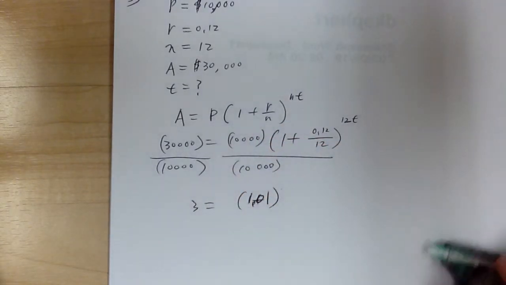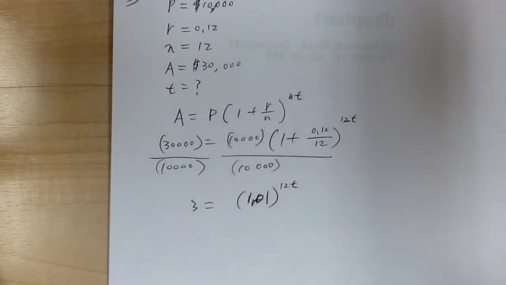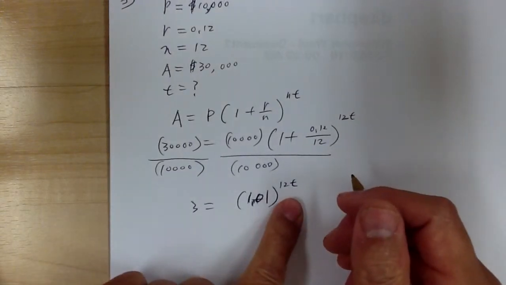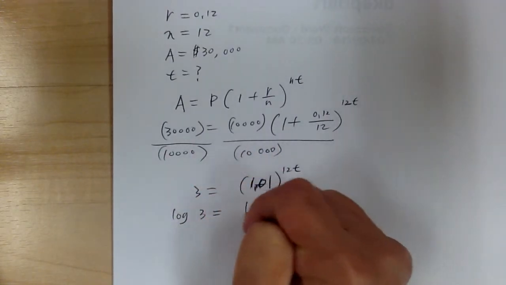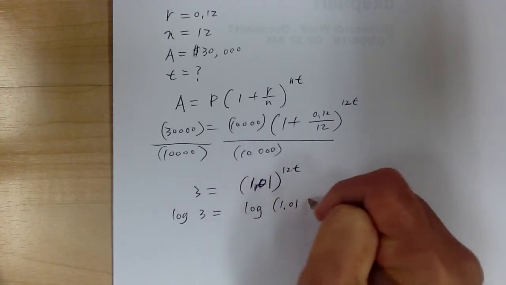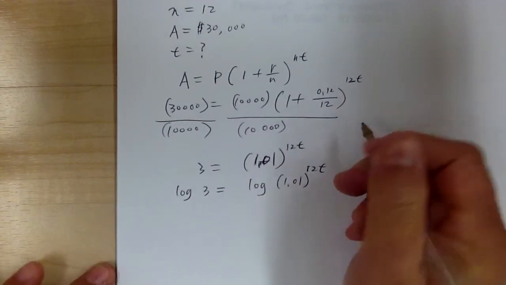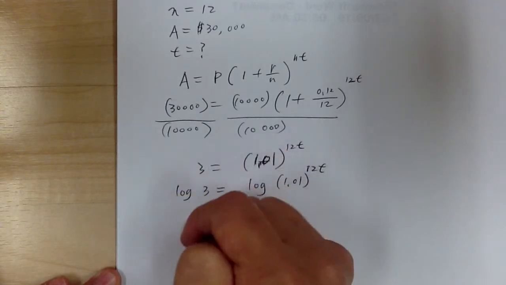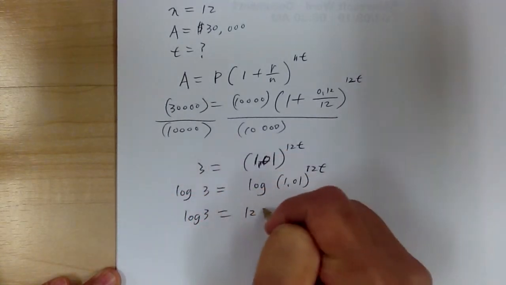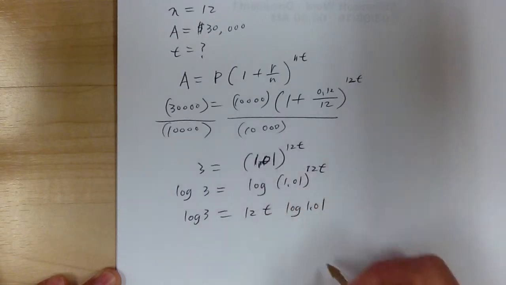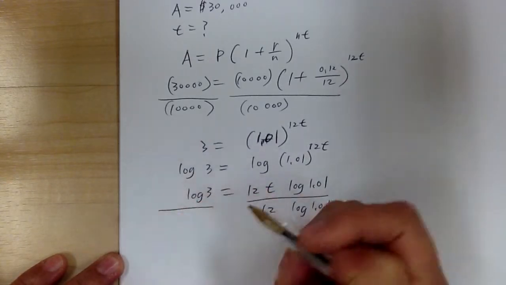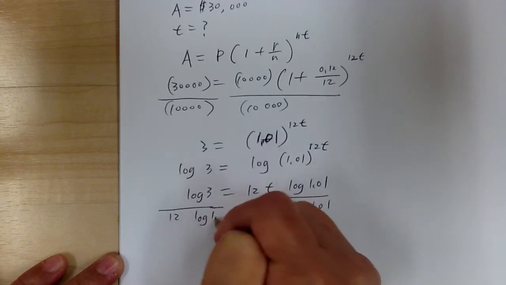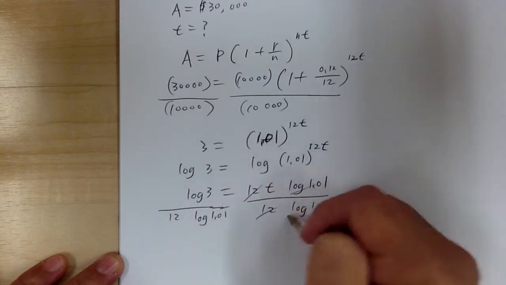So this will give you 1.01 to the 12t. Because the variable is an exponent, you need to take the log on both sides. So you get log 3 equal to log of 1.01 to the 12t. Then the exponent can come to the front. After that, you have to divide by 12 log of 1.01, so that all this will cancel out.